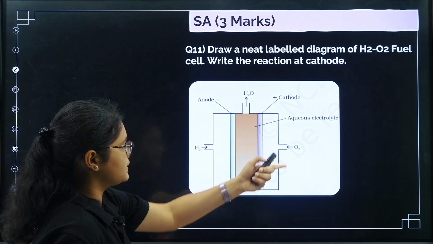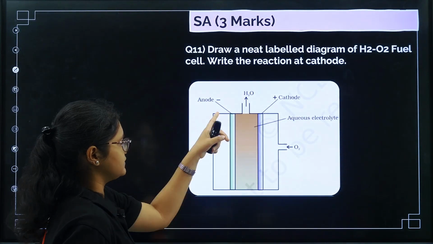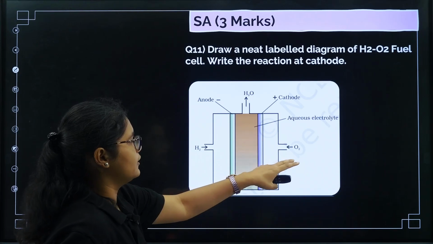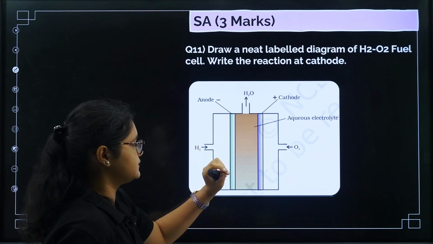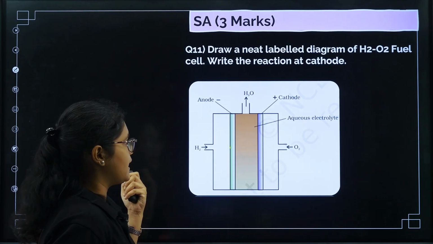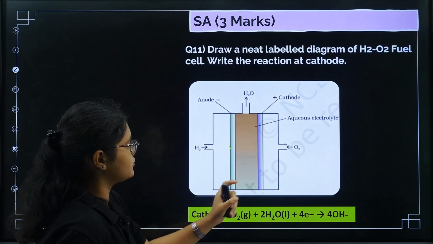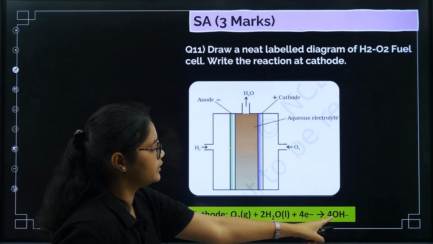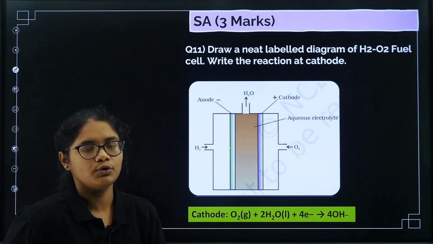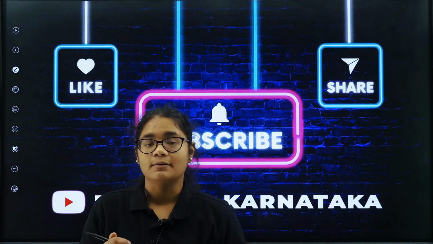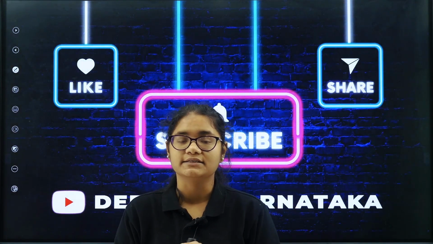Next question, draw a neat and labelled diagram of H2-O2 fuel cell and write the reaction at cathode. So here is the diagram, a very easy diagram. This is the anode side, this is the cathode side. On the anode side H2 is pumped, and on the cathode side oxygen is pumped. H2 undergoes oxidation, O2 undergoes reduction. The cathode reaction is asked. So this is the cathode reaction, where oxygen undergoes reduction by gaining 4 electrons and gets converted to 4 OH minus.